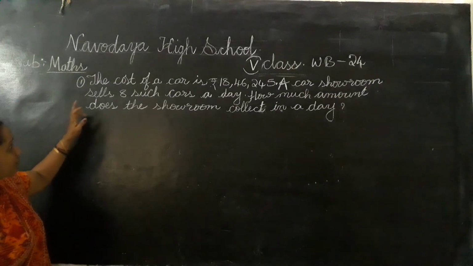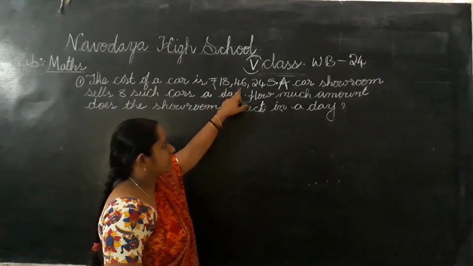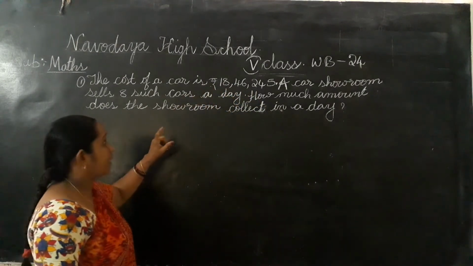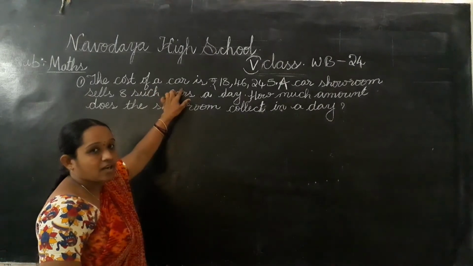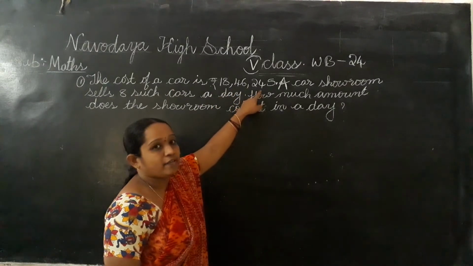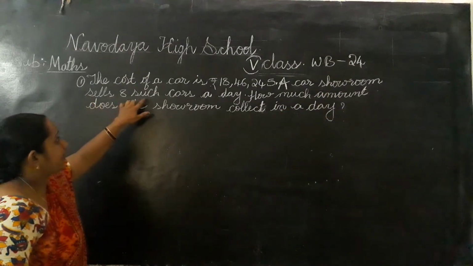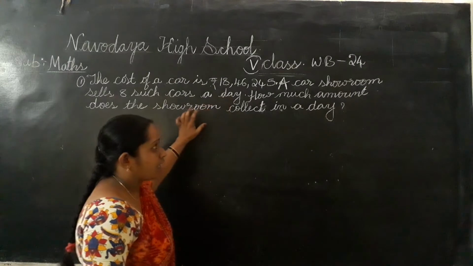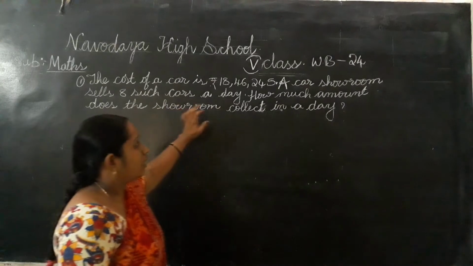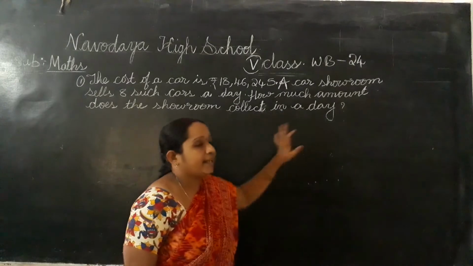Look at the word problem. The cost of a car is 18,46,245 rupees. What is the cost of a car? A car means one car. What is the cost of that car? 18,46,245. A car showroom sells 8 such cars a day. A showroom sells how many cars? 8 cars in a day. How much amount does the showroom collect in a day?